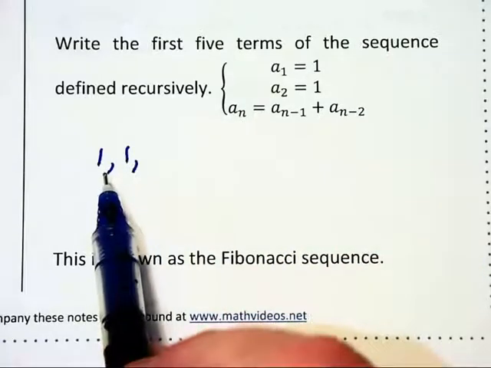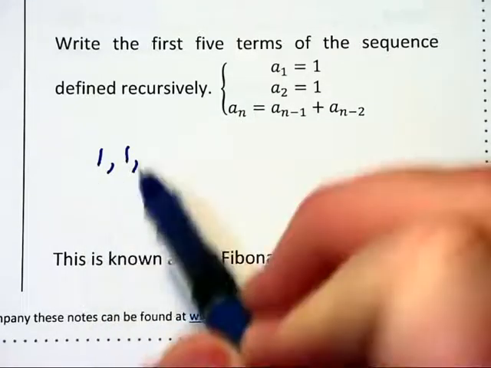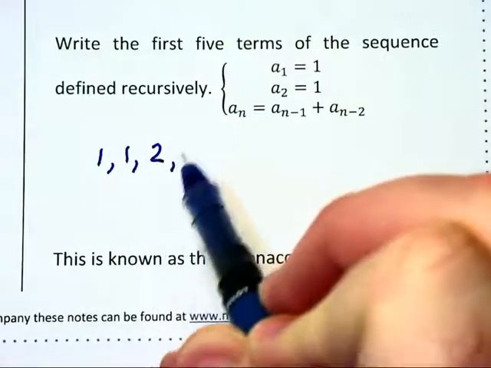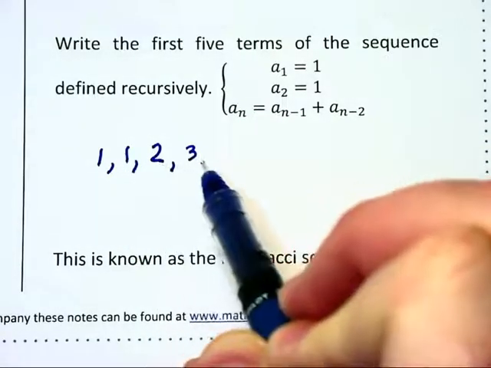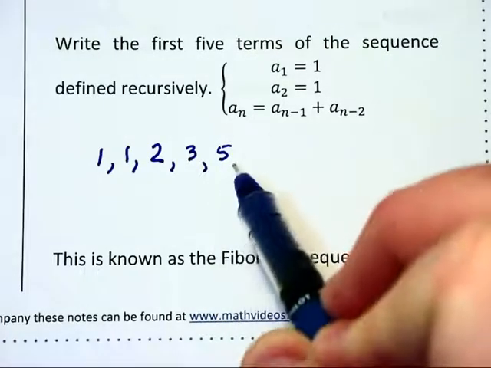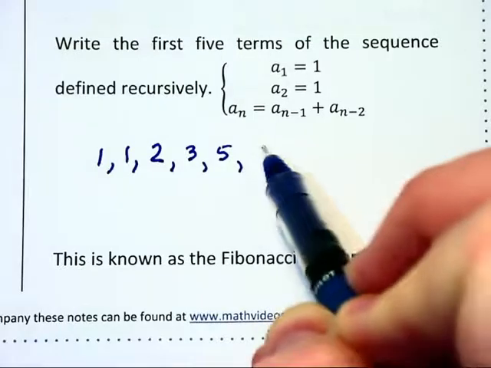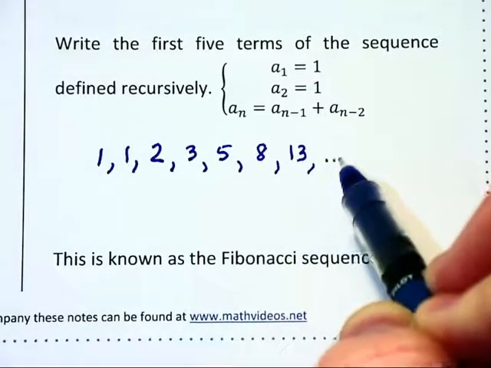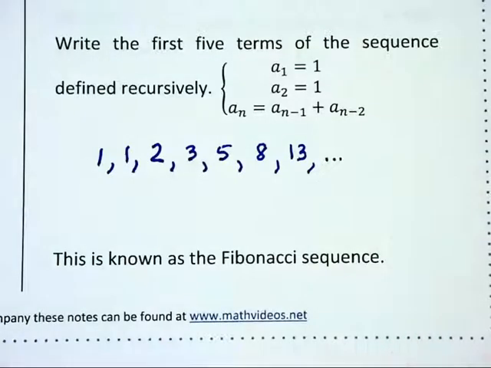So in this pattern here, we begin with 1 and 1. They add up to 2. Adding 1 and 2 together, we get 3. Adding 2 and 3 together, we get 5. There's my first 5 terms, but this is fun, so let's keep going. 3 plus 5 is 8. 5 plus 8 will become 13, etc. So this is known as the Fibonacci sequence.